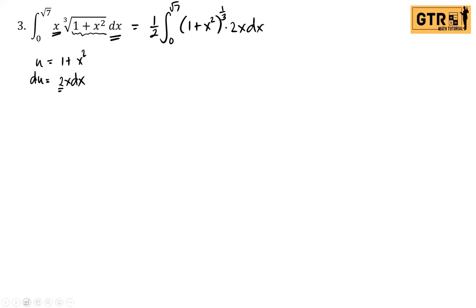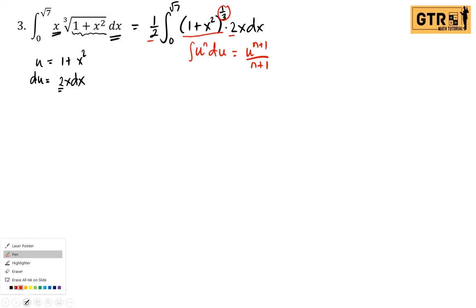So it is now in the form: this is our u, this is our n, and then we have the integral of u to the n du. The direct formula is u to the n plus 1 over n plus 1. That's why we multiply by 2 and 1/2, to make it in the form u to the n du. The 1/2 is the neutralizing factor.